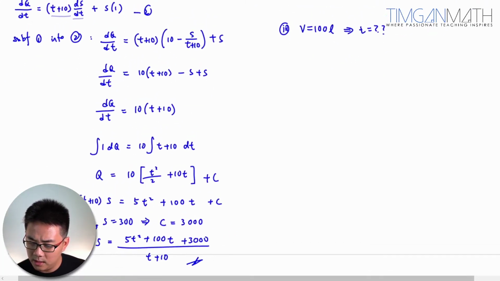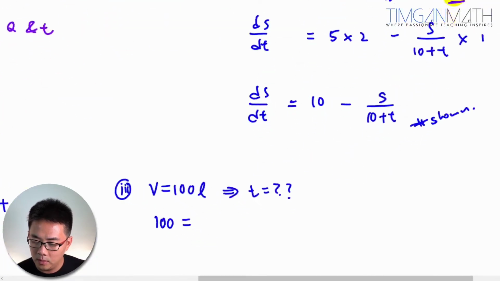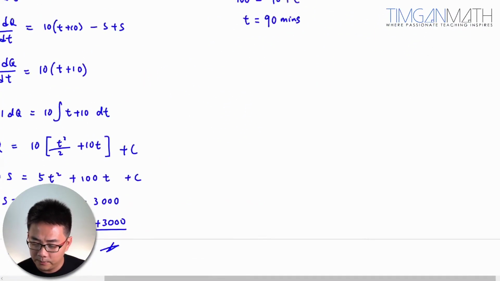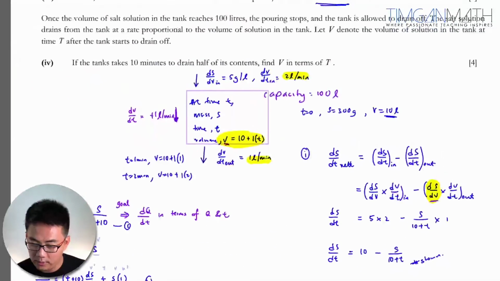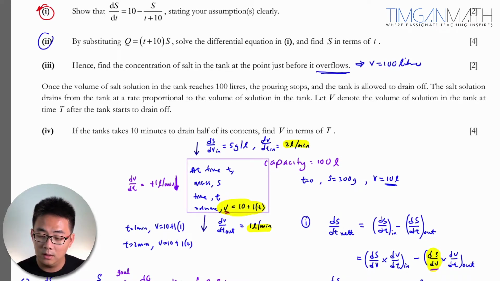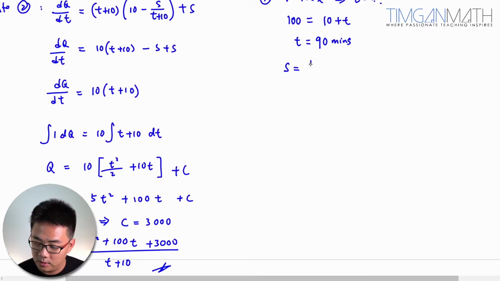So basically when V is 100 liters, we have 100 equals 10 plus t. So the time would take about 90 minutes. From here, what you need to do is substitute into S. What do you need to find? Find the concentration of salt in the tank at the point. Just take note, concentration just means mass over volume, right? So I found S, which is 5 times 90 squared plus 100 times 90. Just substitute in, nothing fancy here, 90 plus 10.